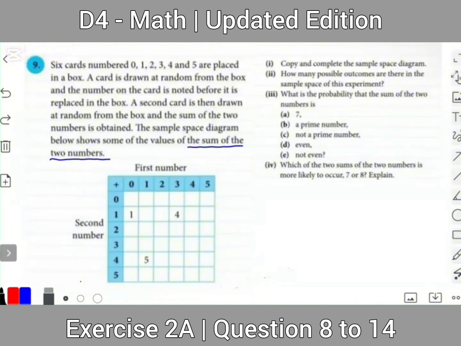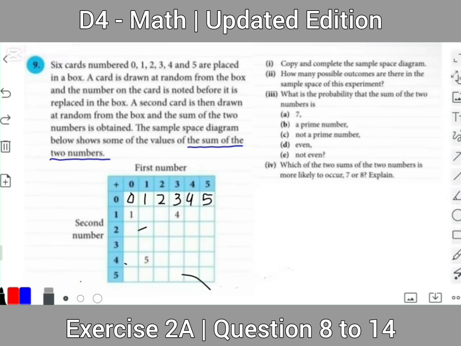In part 1, copy and complete the sample space diagram. So we will have to sum two numbers. So the sum of 0 and 0 is 0. The sum of 0 and 1 is 1. Sum of 0 and 2 is 2. Sum of 0 and 3 is 3. Sum of 0 and 4 is 4. And sum of 0 and 5 is 5.